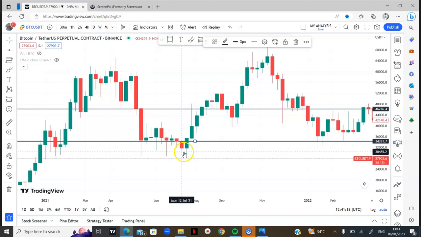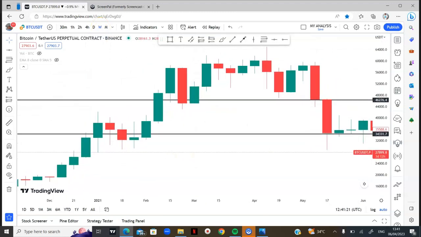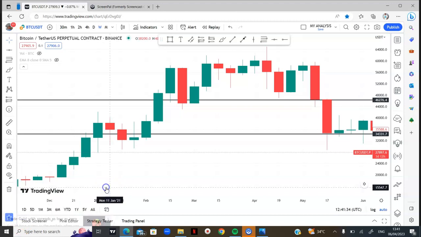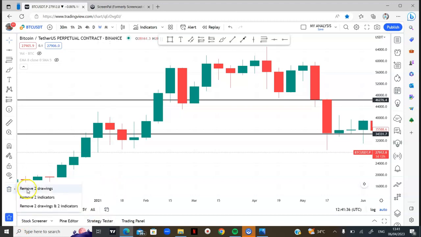So let's look at this green candle. In this green candle, this is the body and we have a little wick on it. So this is the opening price. Let me delete what we already have on this chart so that you can see that. Let me just remove this drawing.